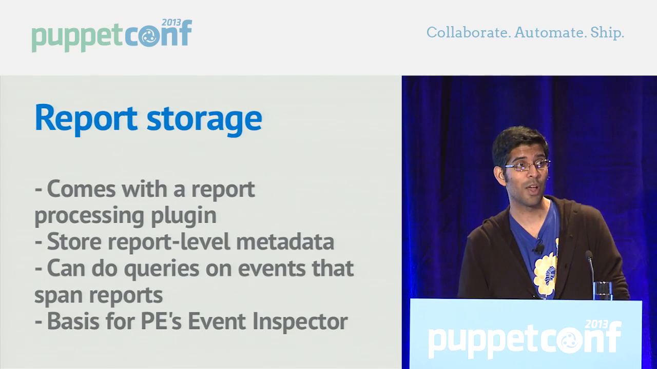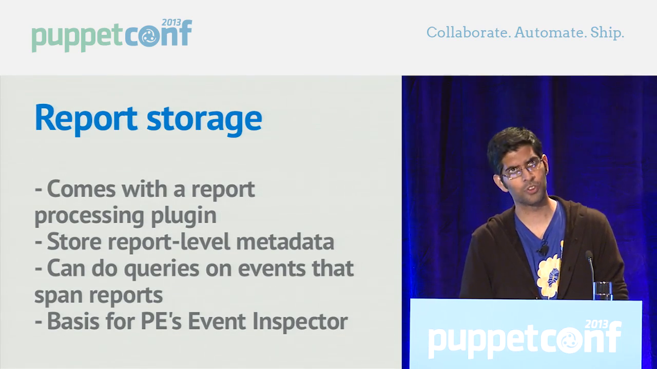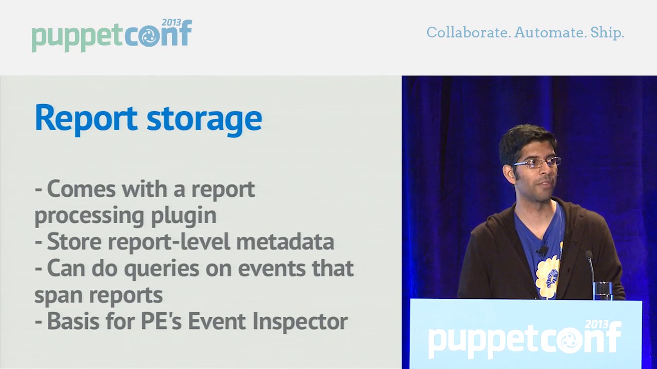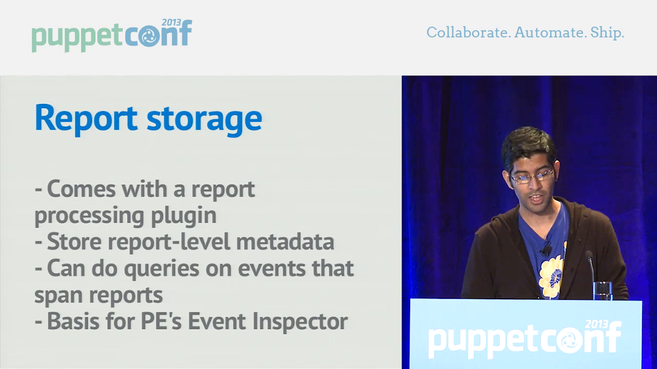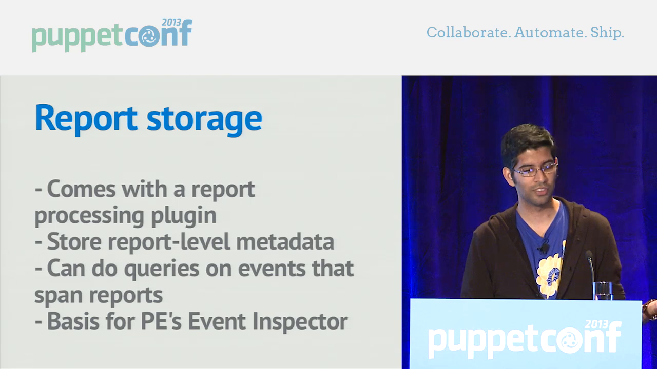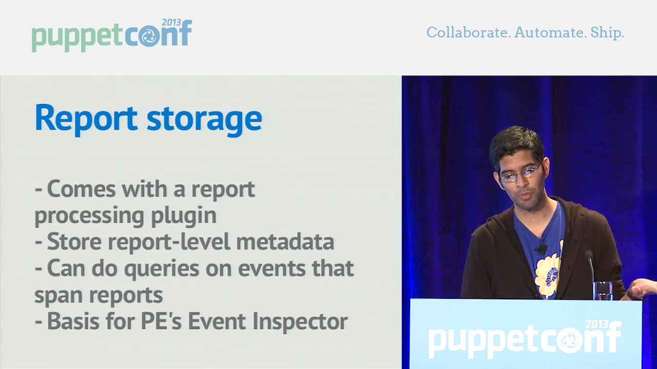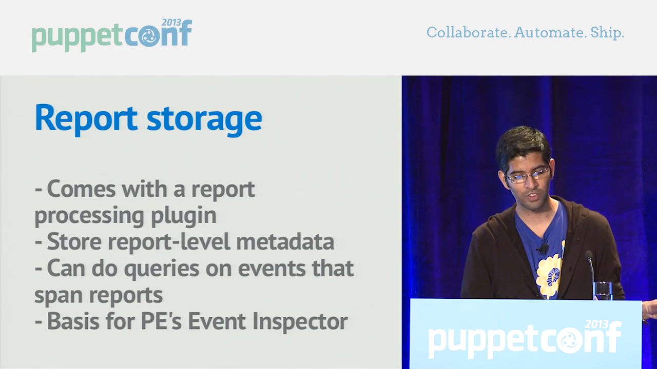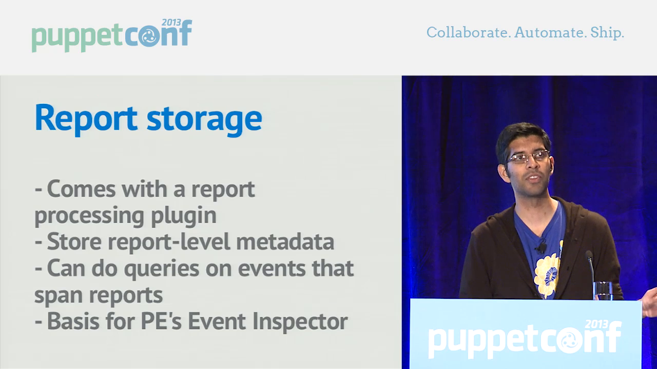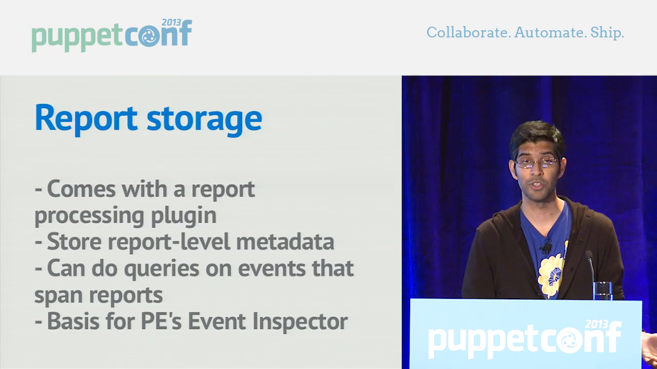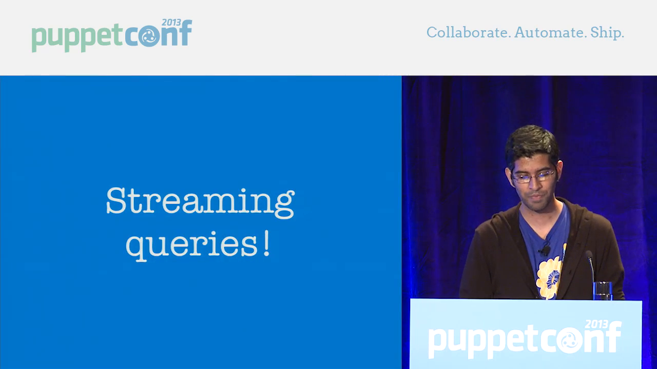A big one is we now have report storage. It's currently under /experimental, but that'll probably be moved out of experimental relatively soon. We come with a report processing plugin. You guys can start using this now. We store report level metadata. We can do queries on events that span reports. And all this stuff is the basis for the Event Inspector demo that you saw. But you guys can use that for your own purposes if you want.